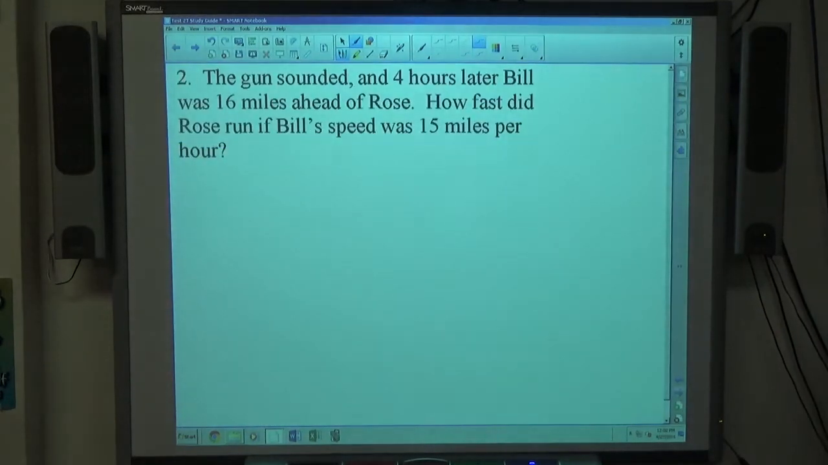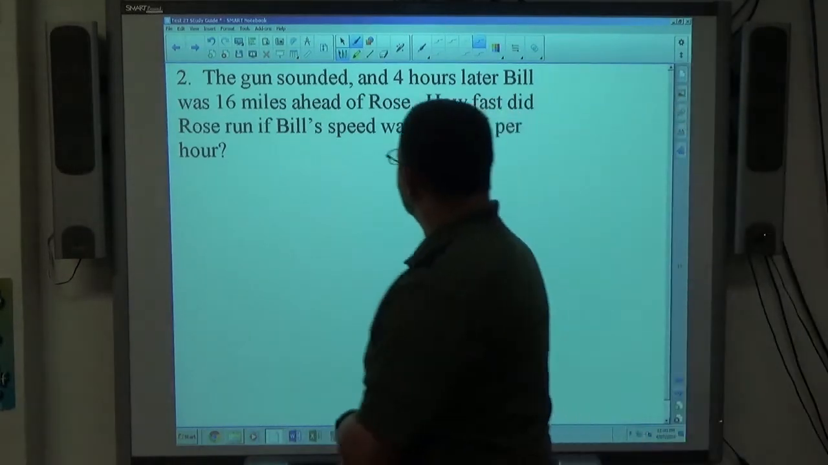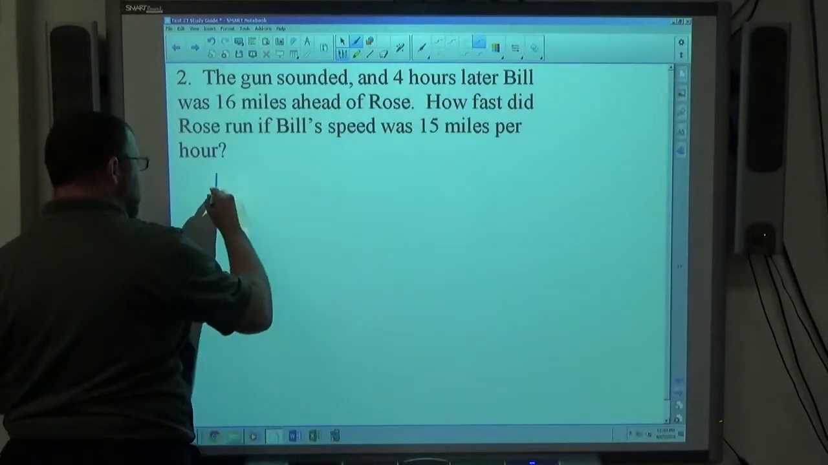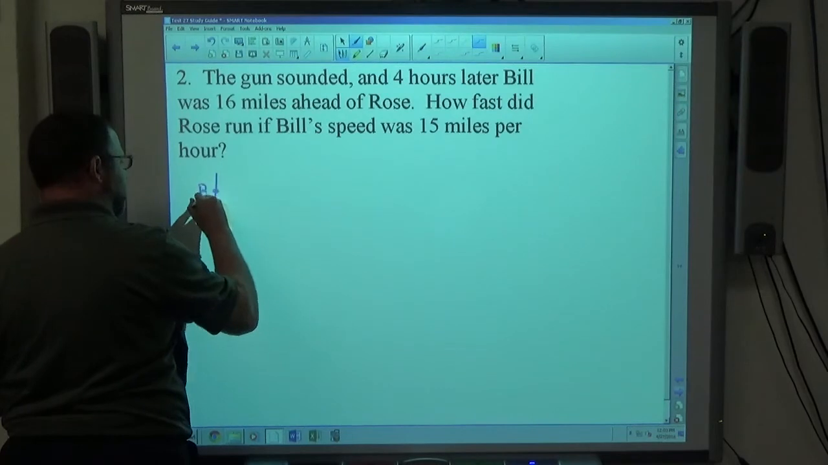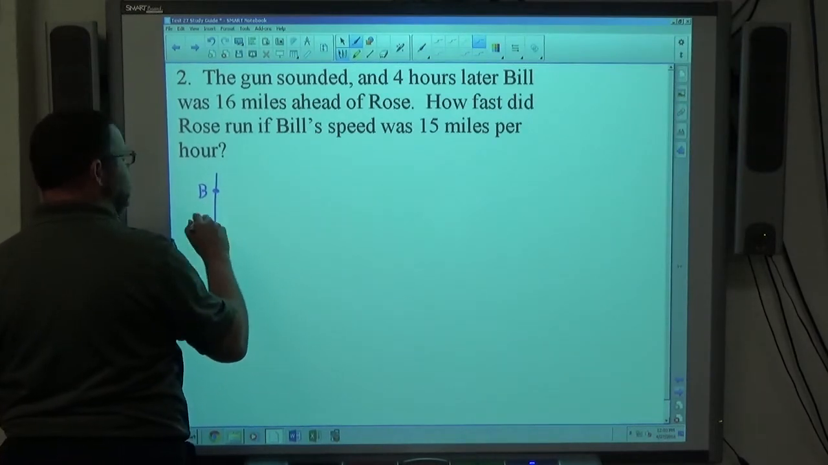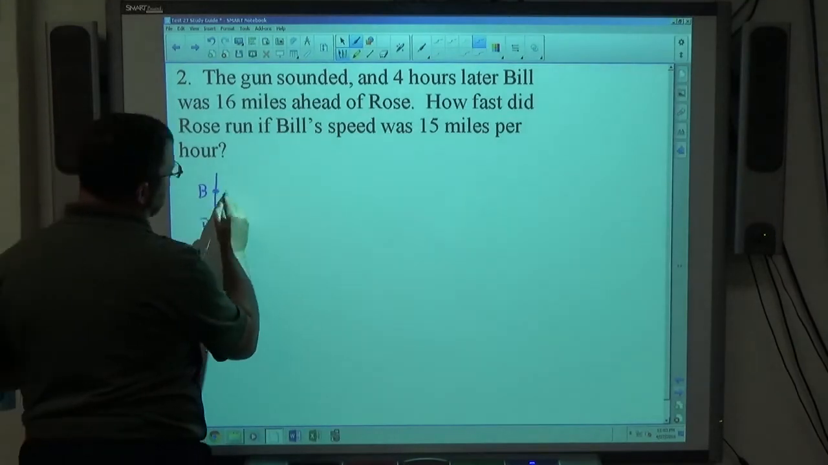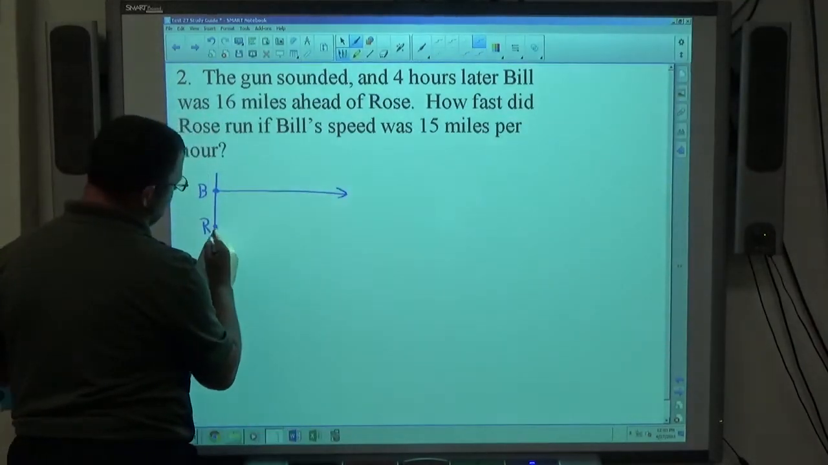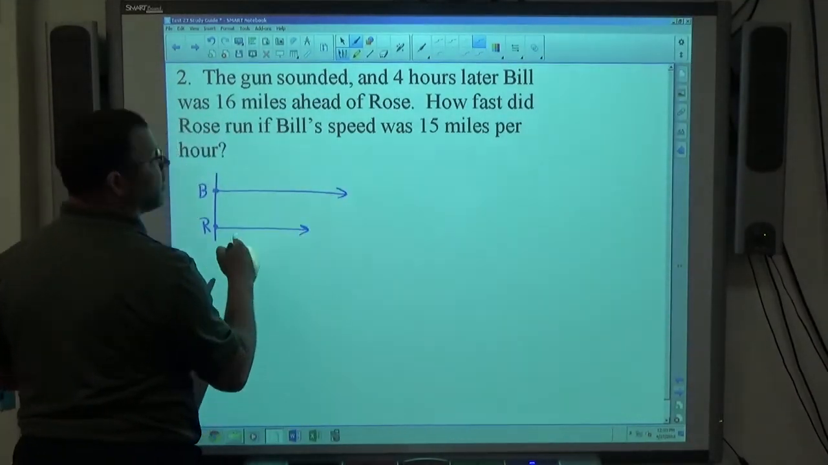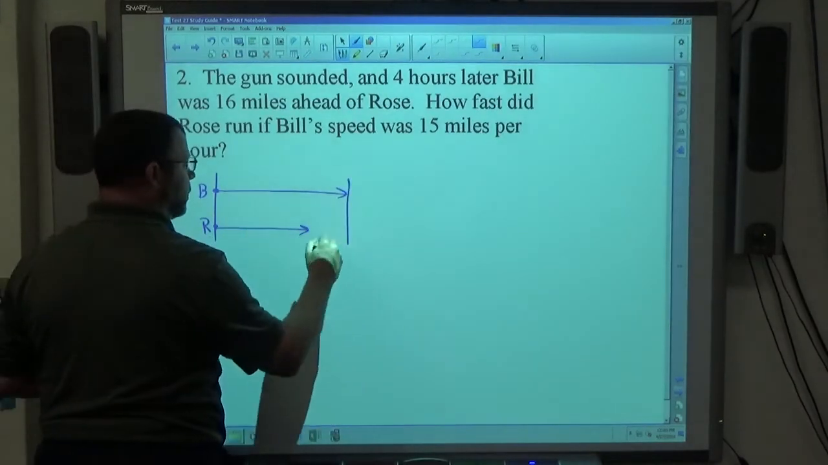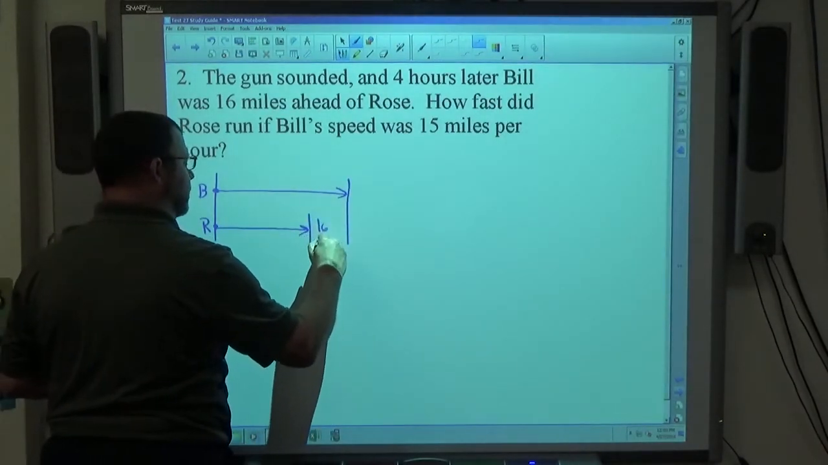Number 2, the gun sounded and 4 hours later Bill was 16 miles ahead of Rose. So the way it sounds to me is Bill and Rose are at the starting line of some race. The gun sounded and they start running. Bill goes some unknown distance. Rose goes some unknown distance, but not as far because Bill was 16 miles ahead of her.